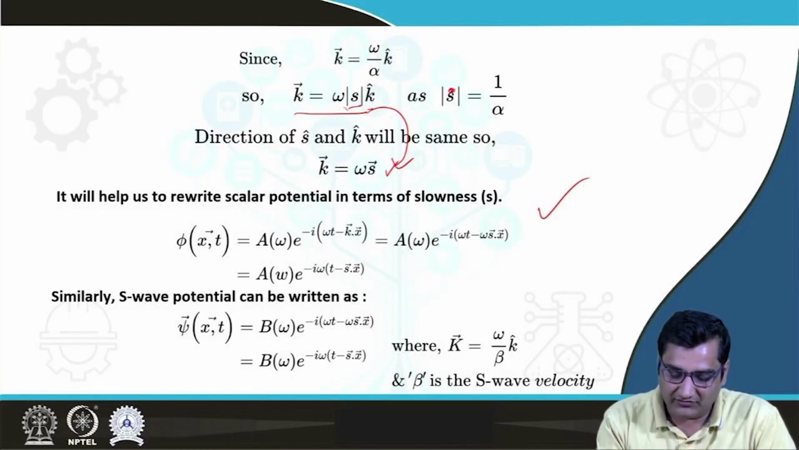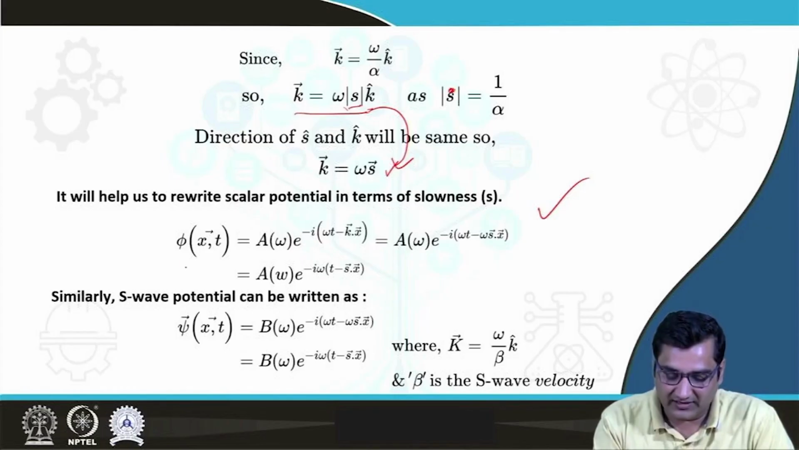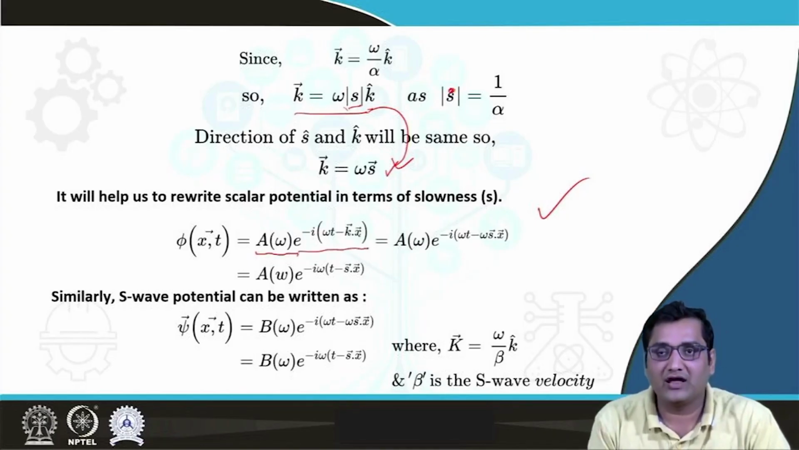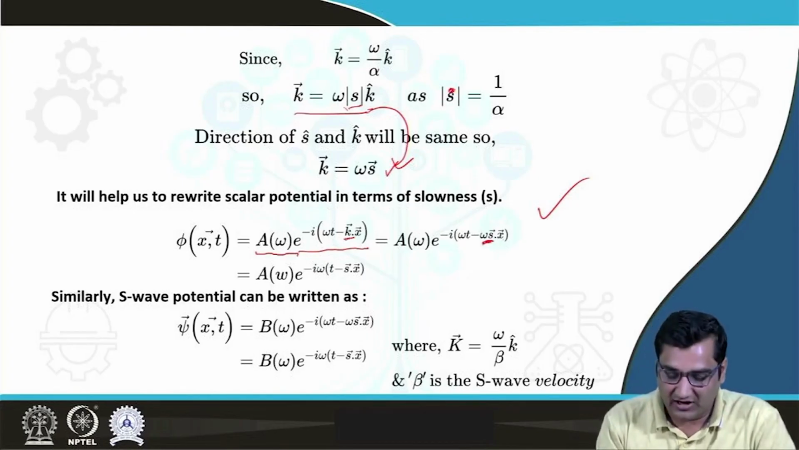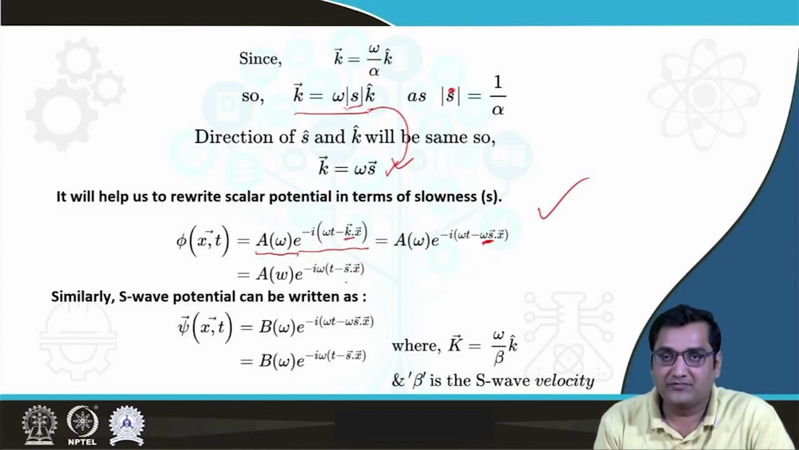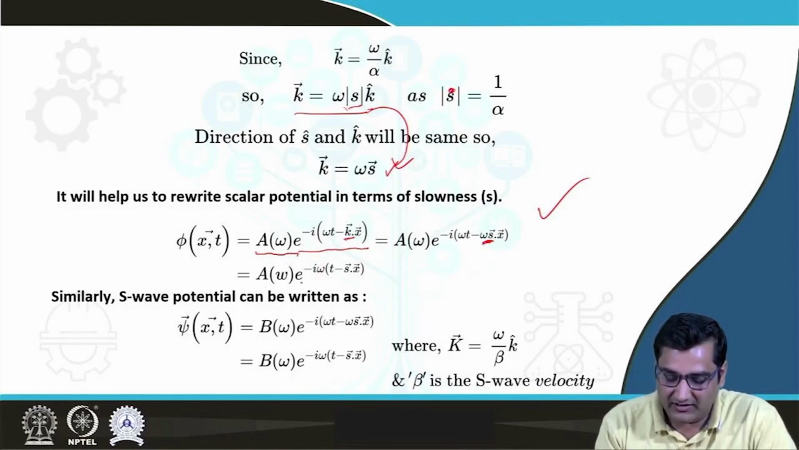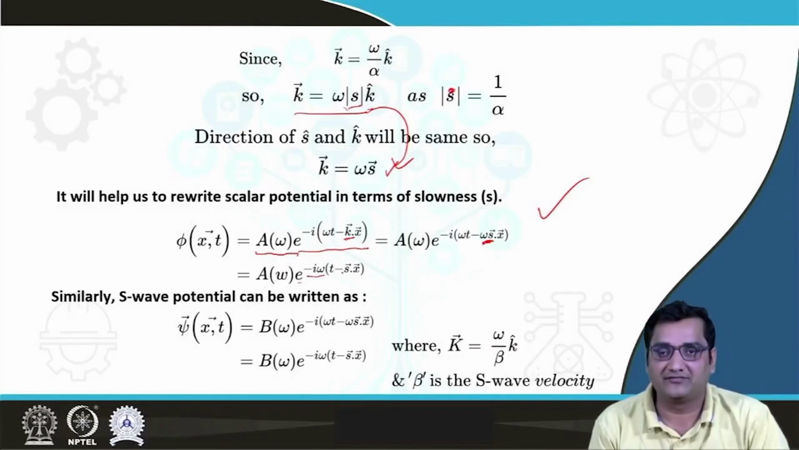So the equation of potential will become, in terms of the slowness vector, something like this: phi(x, t) is equal to A(omega) e to the power minus iota (omega t minus k vector dot x vector), that will be equal to A(omega) e to the power minus iota (omega t minus k replaced by omega s vector dot x vector). Now we can take omega out of the bracket, so it will become A(omega) e to the power minus iota omega (t minus s vector dot x vector).